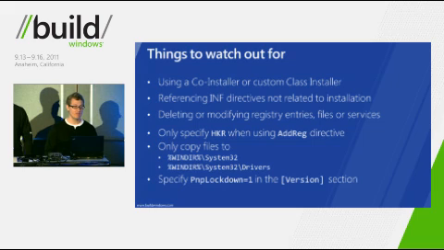And then only copy files to the System32 or the System32 drivers directories. Those are the dir IDs 11 and 12. As long as you copy your files out in the copy files section using one of those locations, you're going to be great. Also, you'll want to specify PnP Lockdown 1. This is in the version section of the INF file. And I'll talk a little bit about that in just a moment.